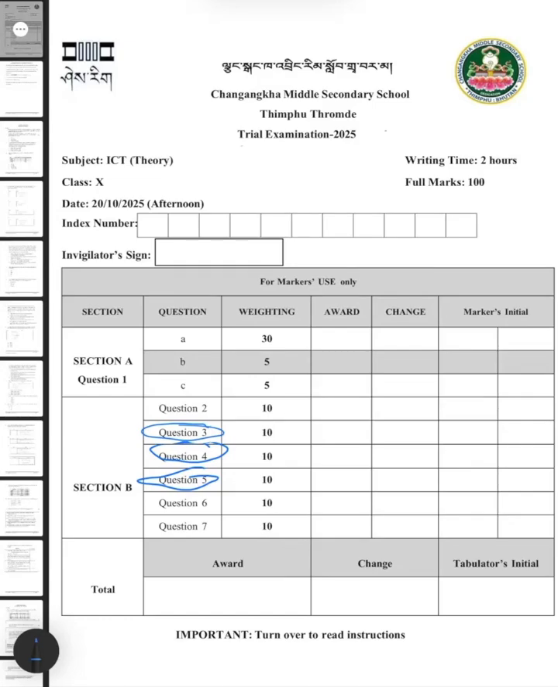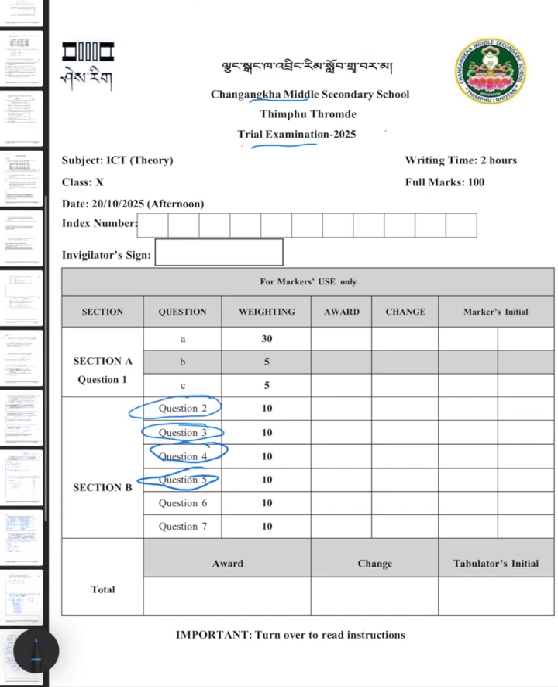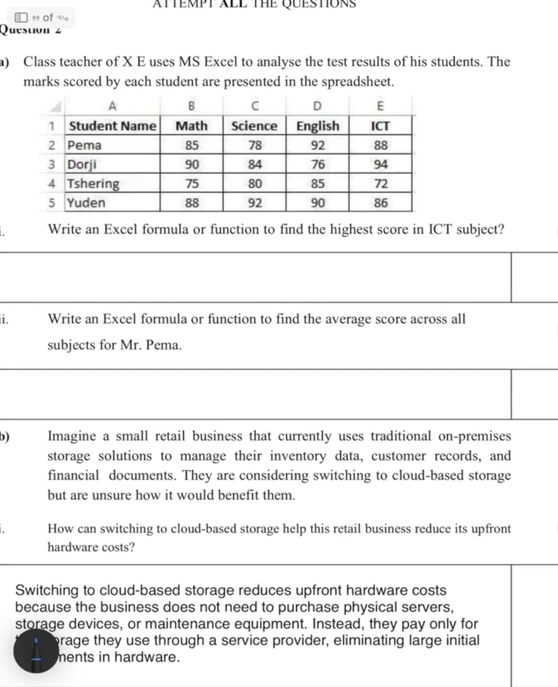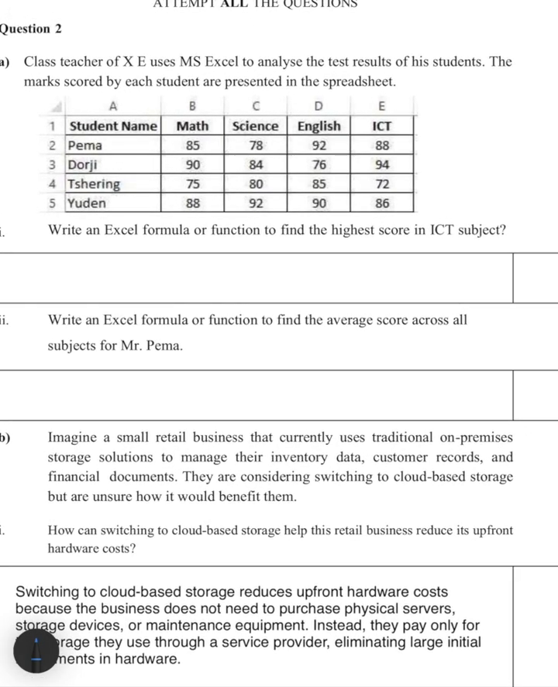Okay, we're still with Changangkha MSS Trial Exam 2025, and this time it's going to be question number 2. So let's go to question number 2. Question number 2 is here. Question number 2 says, the class teacher of class 10E uses MS Excel to analyze the test result of his students. The marks scored by each student are presented in the spreadsheet. So spreadsheet here. So there we have only 4 students with 4 subjects.